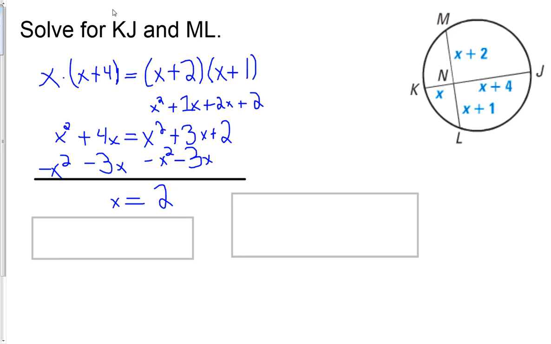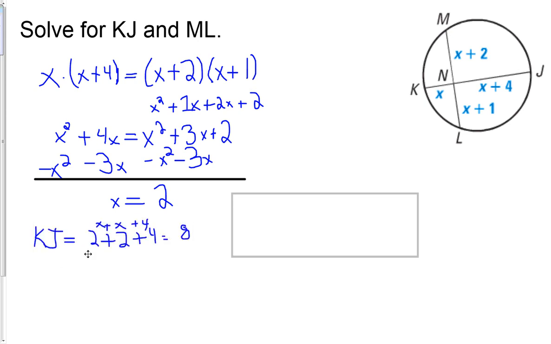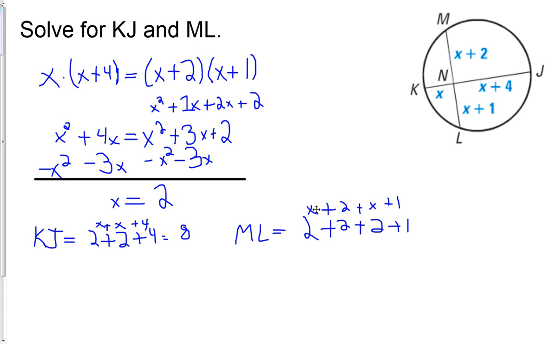Now that's not our answer, we've got to look: solve for KJ and ML. So now we're plugging it in. This chord is how long, right? So plugging it in, 2 plus 2 plus 4, right? We're not multiplying now, we're just finding out how long it is. So 2 plus 2 plus 4, because we plugged in 2 for the x's, to get KJ is 8. ML is x plus 2 plus x plus 1, so 2 plus 2 plus 2 plus 1, we're going to get 7. ML is 7.